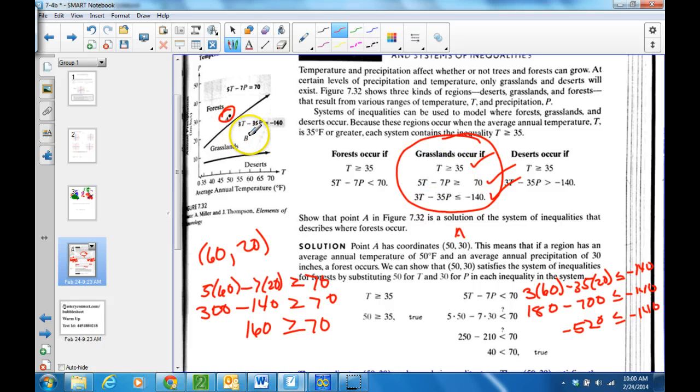And that point is the average temperature of 60 and the average precipitation of 20 inches. Okay? Any questions on that one?